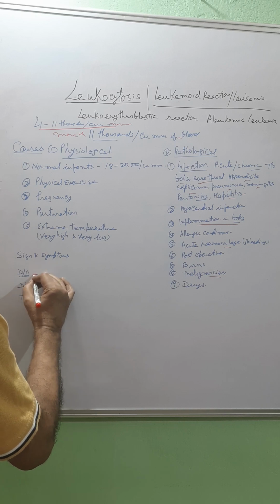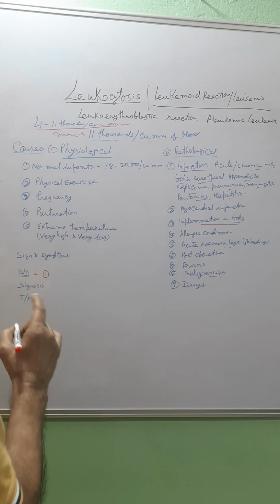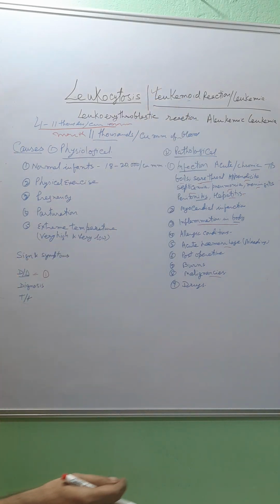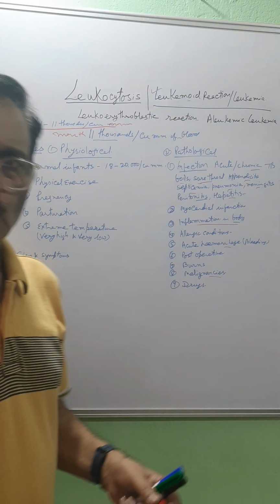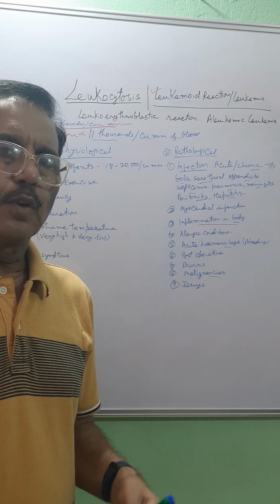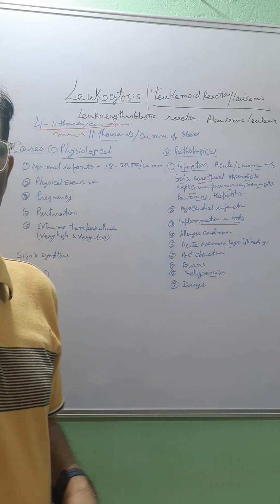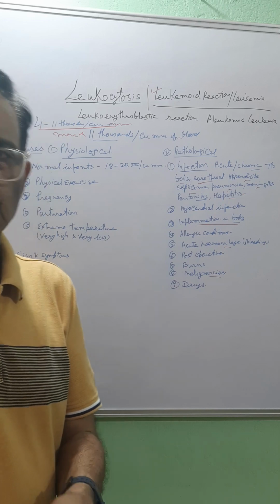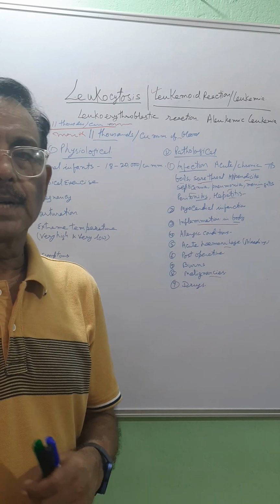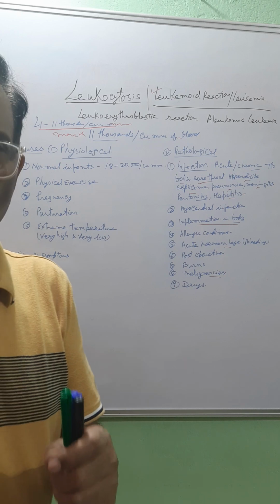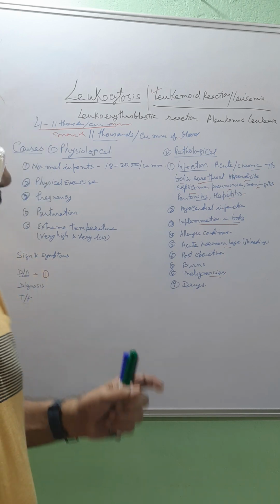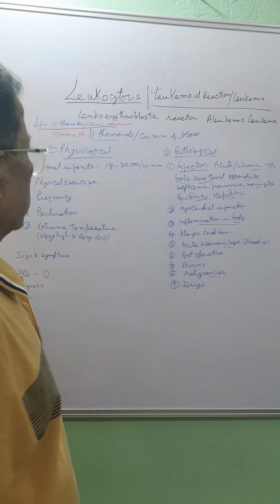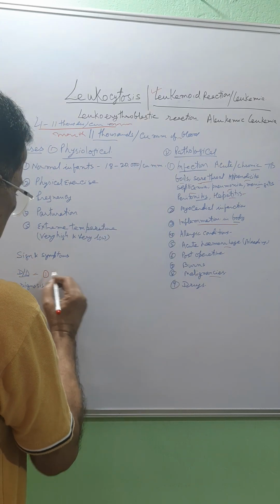Now differential diagnosis. Differential diagnosis with leukemoid reaction. First is the leukemoid reaction. Leukemoid reaction means the WBC count is more, in the range of 40 to 50,000 per cubic millimeter of blood, and there are mature cells as well as some immature cells, but their function is normal, and leukocyte alkaline phosphatase is raised. Okay, it is clear.